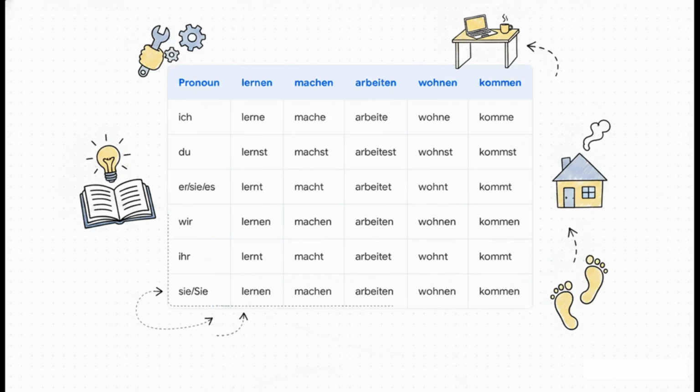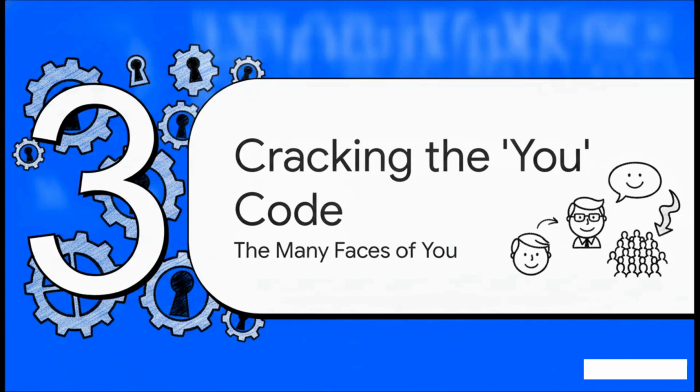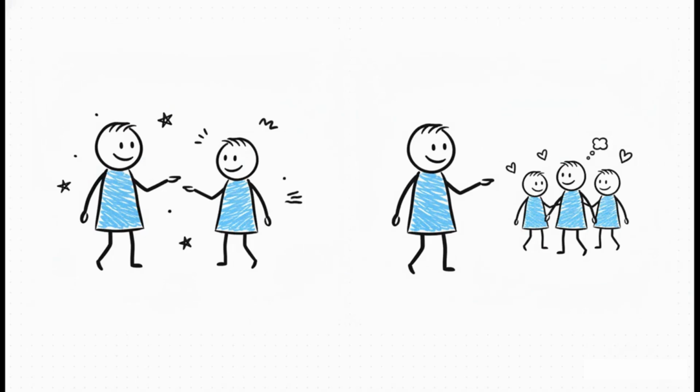Total game changer. All right, step 3, cracking the U code, the many faces of you. Look, I know the absolute hardest part of German for English speakers is the sheer number of ways to just say you.